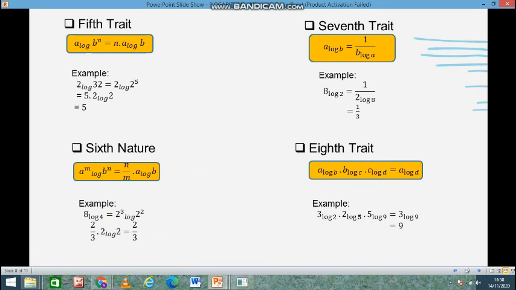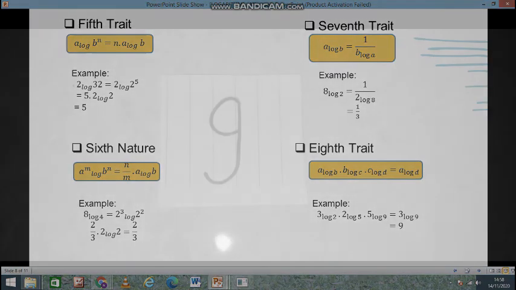Eighth, write: a log b times b log c times c log d equals a log d. Example: 3 log 2 times 2 log 5 times 5 log 9 equals 3 log 9.